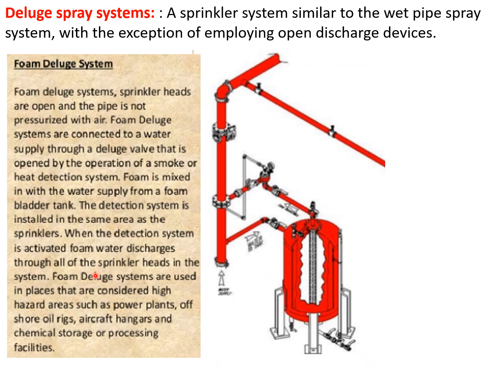Deluge systems are used in places that are considered high hazard areas such as power plants, offshore oil rigs, aircraft hangars, and chemical storage or processing facilities.